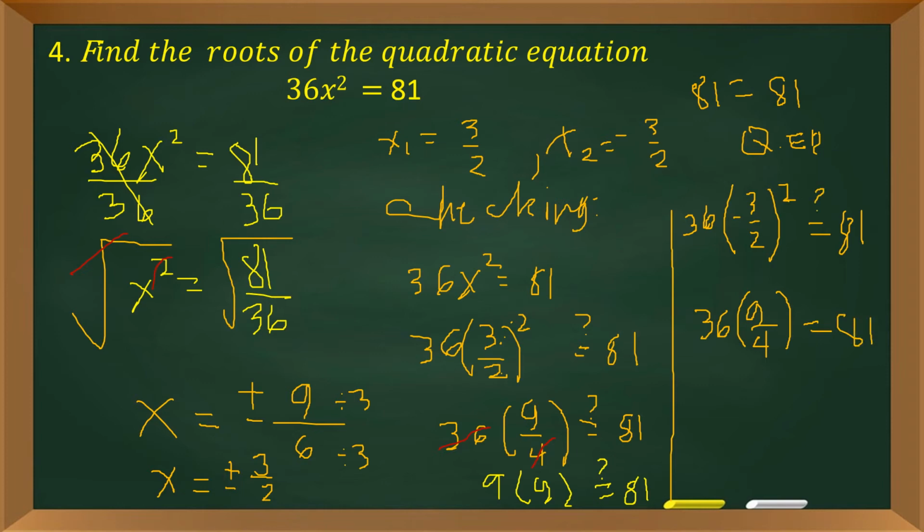Question mark natin. So, we can now divide 36 by 4. No? Because 36 divided by 4, 36 is a numerator and 4 is a denominator. So, we have 9 times 9 is equal to 81. But 9 times 9 is 81, which is also equal to 81. So, Q, E, D. Yan. We forgot question mark here. Maglagay tayo pa rin.